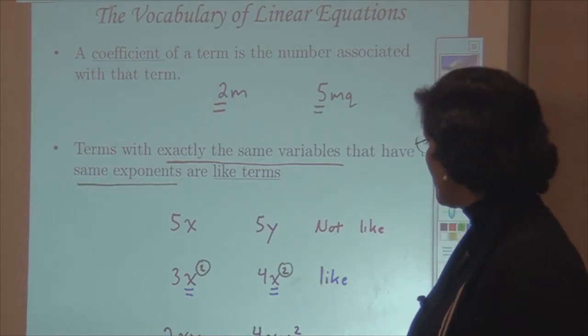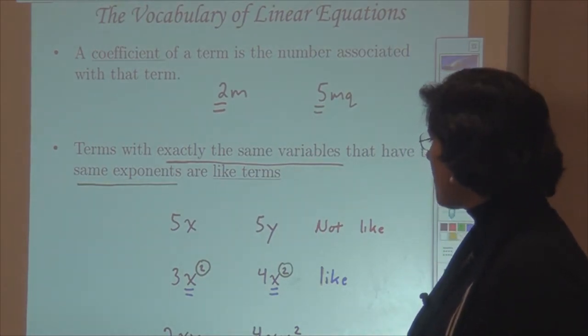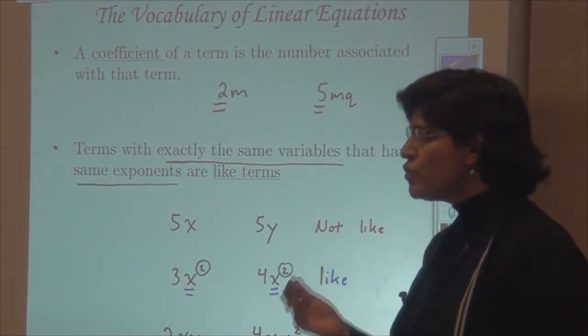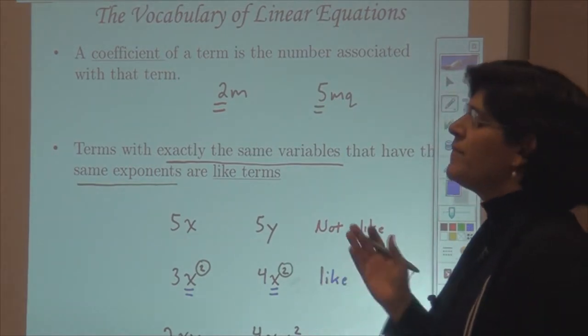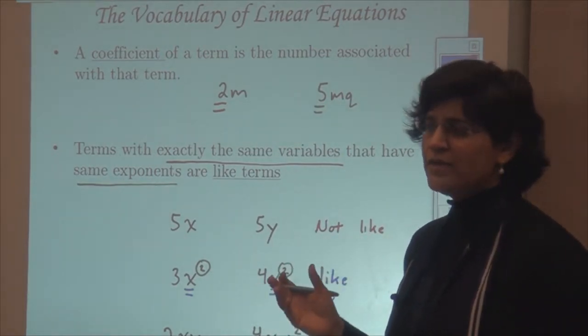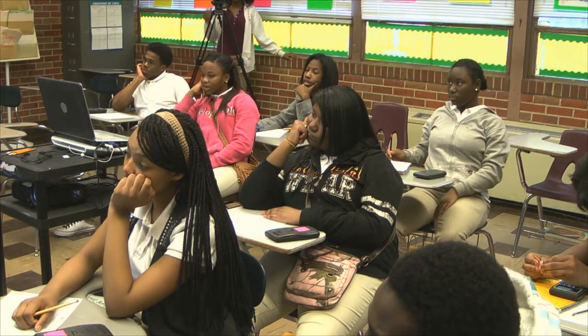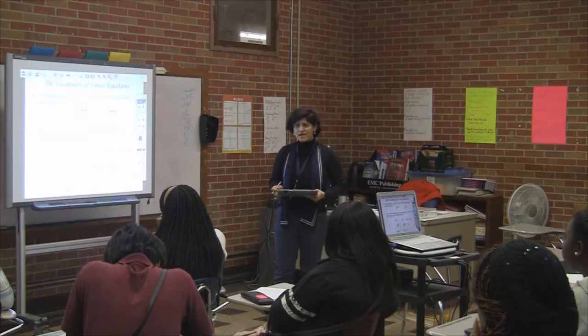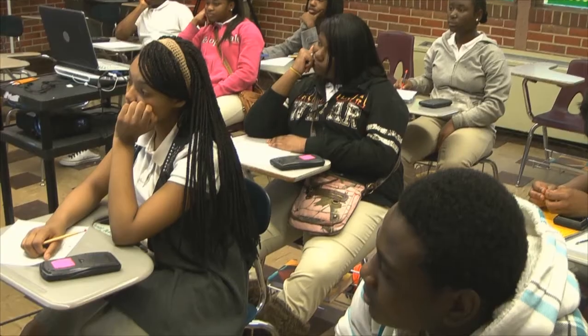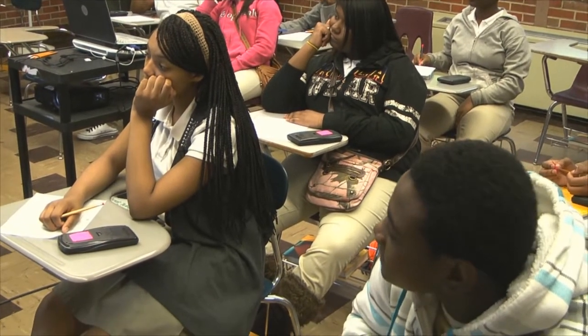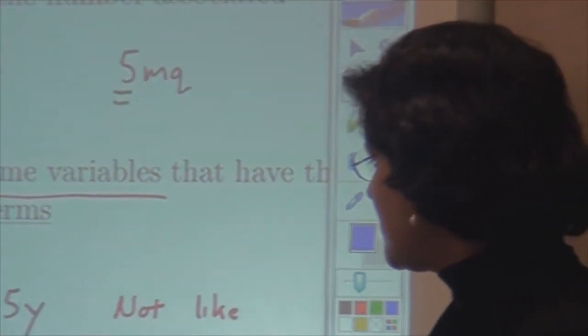They're clearly like terms. Now, let's look at the bottom example: 2xy and 4xy squared. Look at them and tell me, are they like terms or not like terms? No, they're not like terms. That's a great answer, but can you give me the reason why? The exponents are different. Yes, the exponents are different.